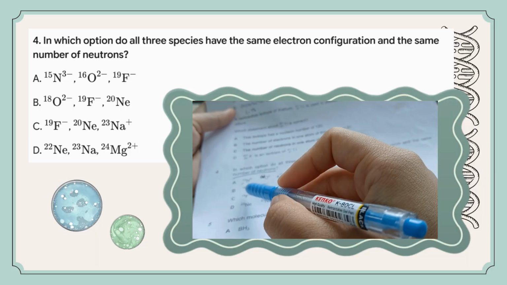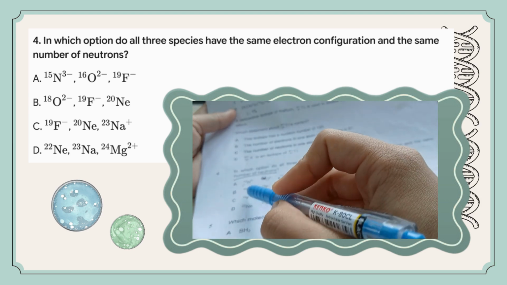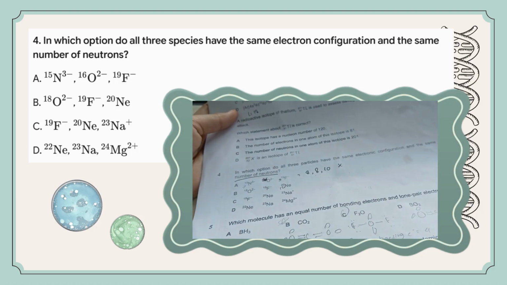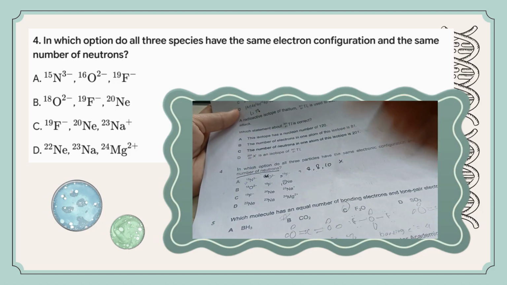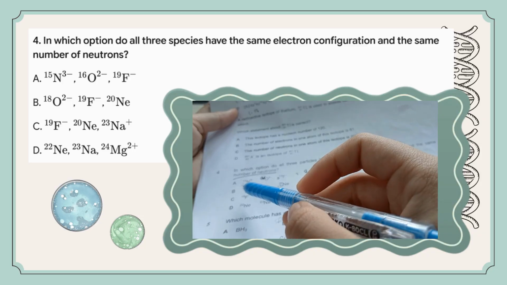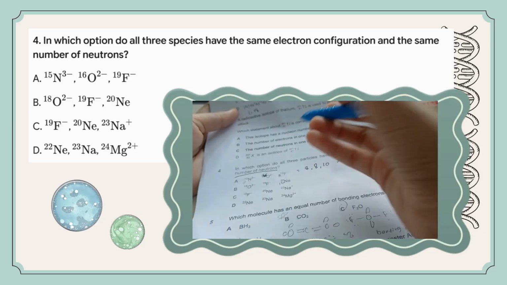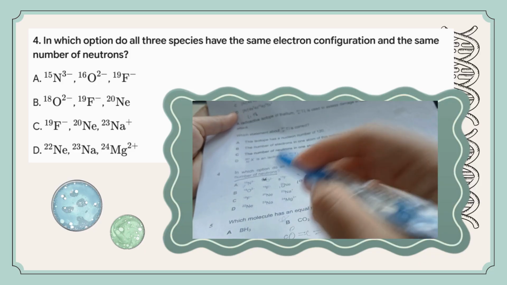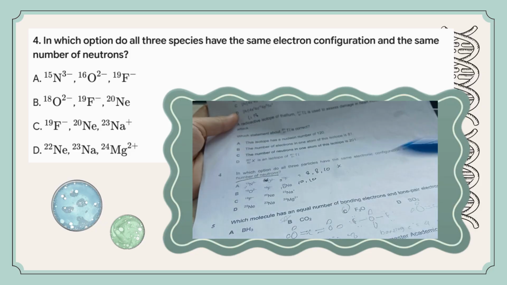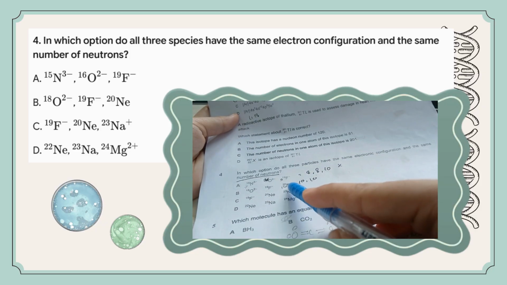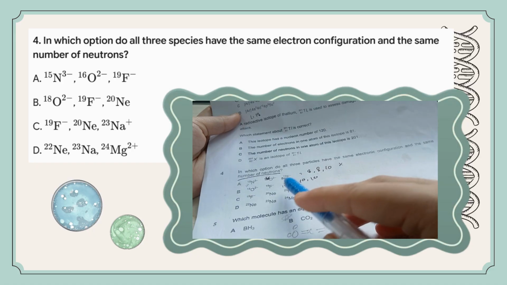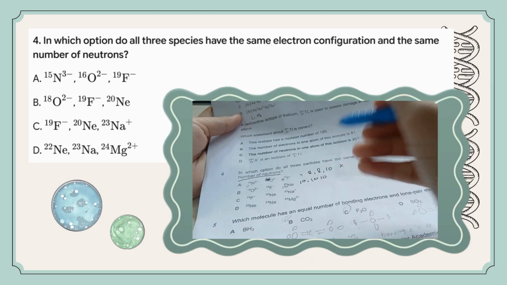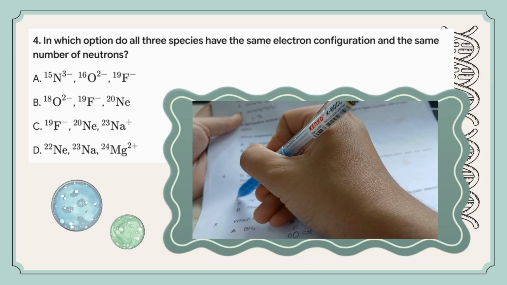Let's look at option B. Oxygen has 8 protons, so we subtract: 18 minus 8 equals 10. Then fluorine has 9, so 19 minus 9 equals 10 also. And neon has 10 protons, so 20 minus 10 equals 10. All of the neutron numbers are the same, so the answer is B.